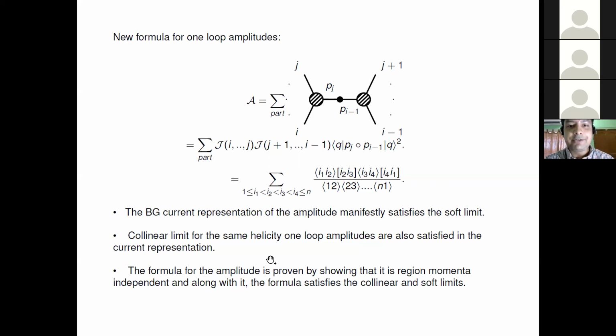And the formula of the amplitude is proven by showing that it is region momenta independent, and along with it, the formula satisfies the collinear and soft limit. So as I said, the region momenta appear in the formula for the amplitude, but it can be shown, by actually performing a calculation, that the amplitude is region momenta independent, and then along with it, it satisfies the soft and collinear limits. So the formula is proven by this fact.